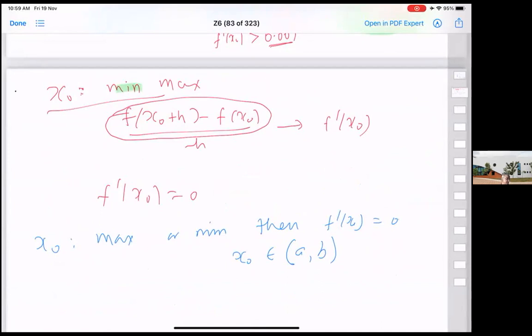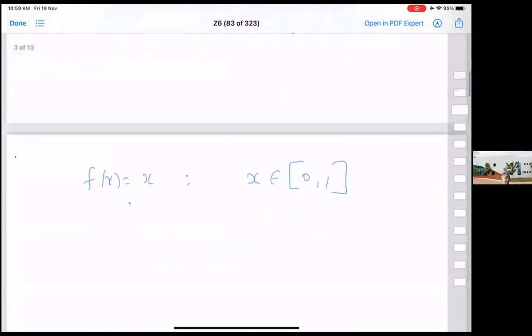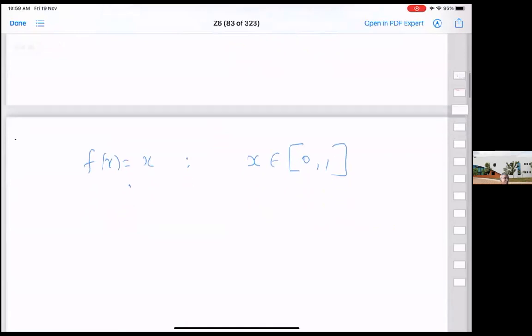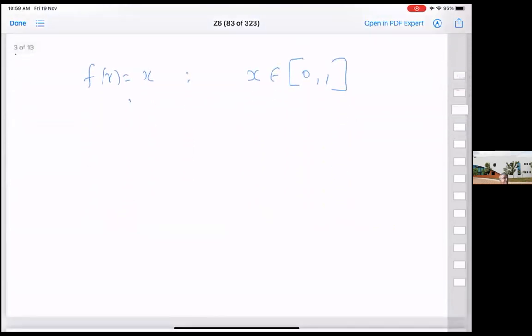And the warning is that this works only when you are not looking at the endpoints, when the maxima or minima is at an internal point of the interval on which the function is defined. This is the simplest example one can think of: f x equal to x on the closed unit interval. Of course, minimum is at 0, maximum is at 1, and the derivative is not 0 at either of the two points. The derivative is just identically equal to 1, right?